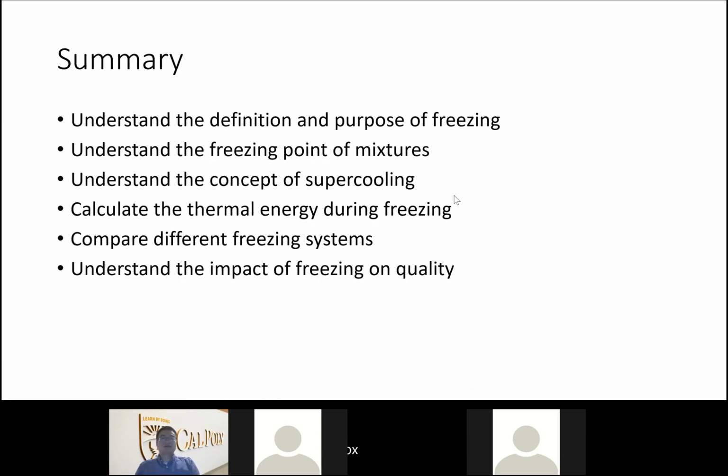No. Okay, cool. So a little summary, wrap up. First we talked about the definition and purpose of freezing, right? And then the freezing point, which is always lower than 0 degrees C. And what is supercooling, right? And how to calculate how much energy will be removed during the freezing process. And also we went through different freezing systems, and you guys can see it's so similar to the drying systems, right? And finally, we learned about the impact of freezing on quality.